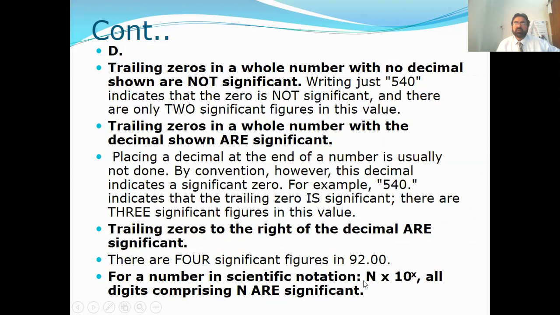For a number in scientific notation, n times 10 raised to an exponent, all digits comprising n are significant. The reason is, although they come after the non-zero digits, if there is no decimal they would be considered non-significant. But in such a scientific notation, all these zeros are considered to be significant. This is an exception. And the reason is we can go for infinite measurement in such a type of scientific notation.